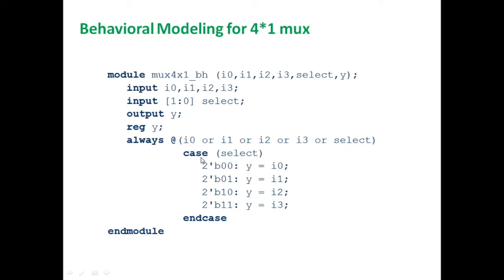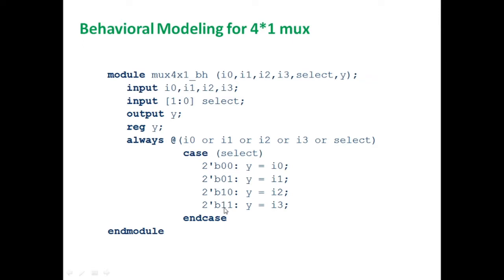Now, case select. Since this is a 2-bit quantity, let me go with s of 1, s of 0, that means s1, s0. If s1 and s0 are the 2-bit binary 0, 0, what will be the output? The output will follow input I0. And if it is 0, 1, the output follows I1, and similarly I2 and similarly I3, end case.